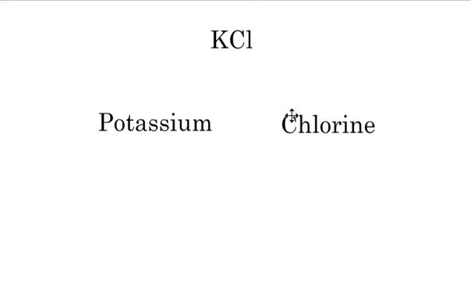Let's look at a couple of examples. KCl. When we look at that, we should hopefully recognize that that is made of potassium and chlorine. But then remember, the negative ion, the second ion, chlorine, changes its name to end in IDE, so we have chloride. So this compound is just potassium chloride.